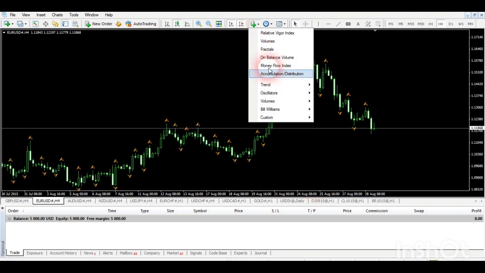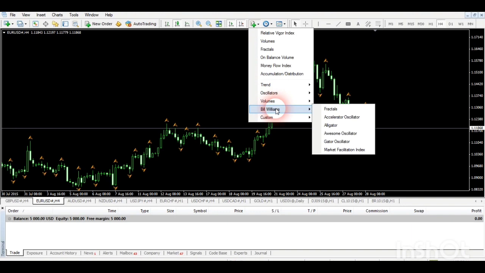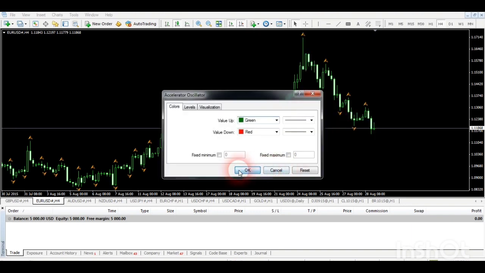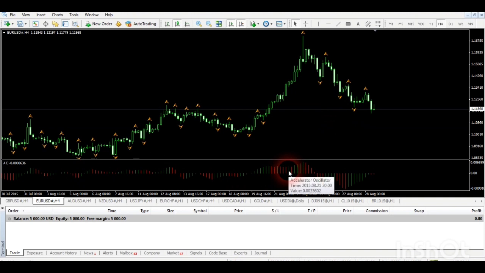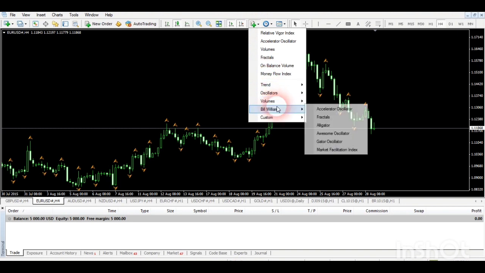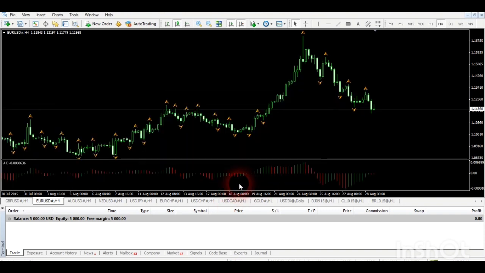Okay. And this is finished as well. We go to Bill Williams. This is not really suitable for now. It's like volumes, but you can use MACD more. Let me explain it so you wouldn't say that I didn't do it. Okay, see, accelerator oscillator. It's just like MACD.